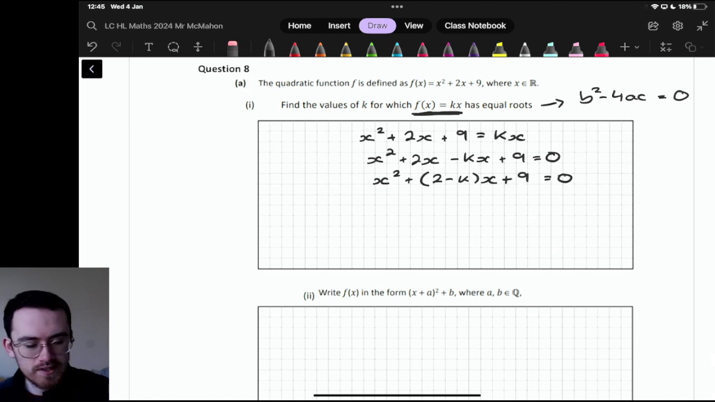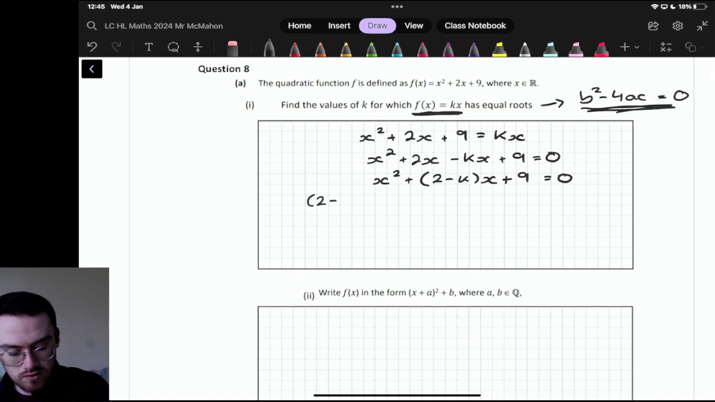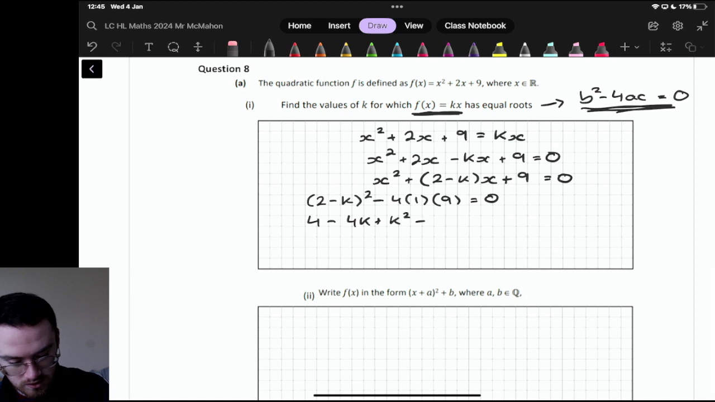Okay, now using this idea of the discriminant and b squared minus 4ac has to be equal to 0, we have the 2 minus k squared minus 4 by 1 by 9 equal to 0. So we have 4 minus 4k plus k squared minus 36 is equal to 0. A little bit of rearranging here, we get k squared minus 4k minus 32 is equal to 0.